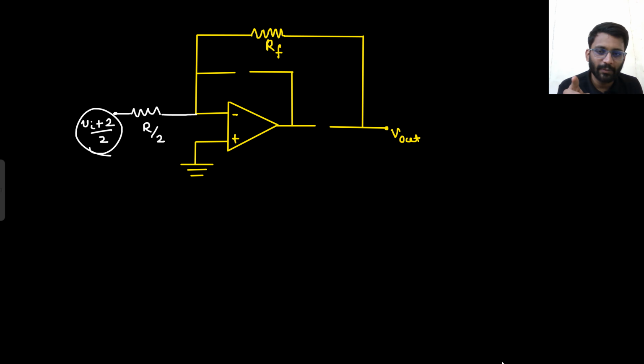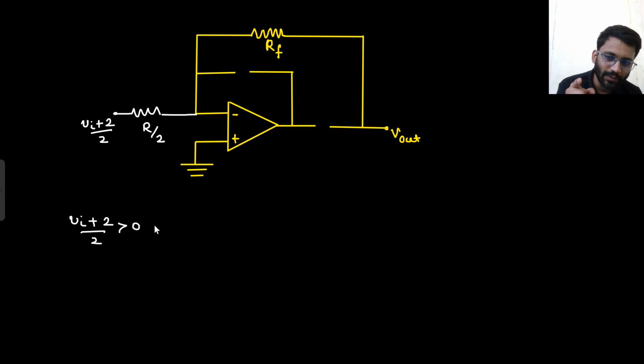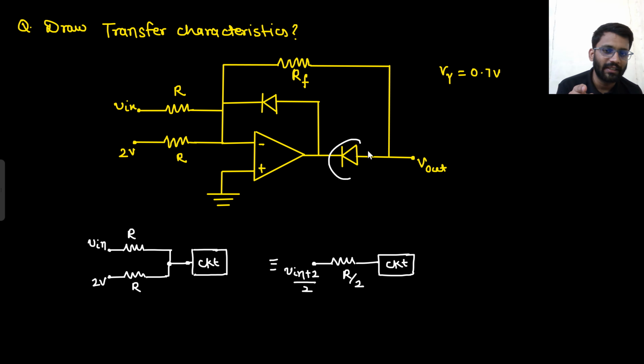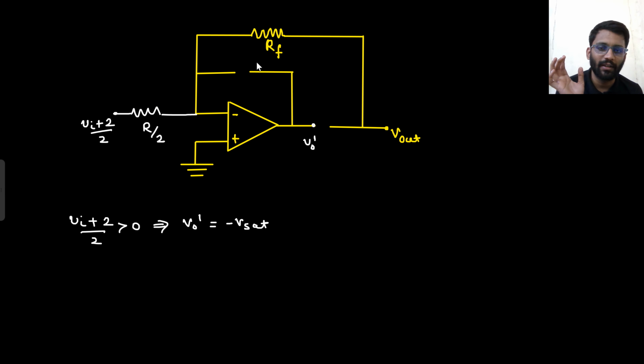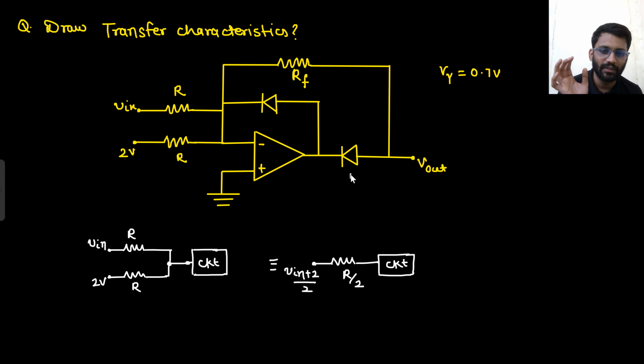If this potential is coming towards the negative terminal, if this potential is greater than 0, if V in plus 2 by 2 is greater than 0, then what will be this node? This node V naught dash will be minus V set. Say yes or no. V naught dash will be minus V set, then this diode will turn on. And if it is plus V set, then this diode will be turning off. So here in the diagram I am showing the polarity. If your V naught dash is minus V set, then this diode is turning on. Let's just call this diode D2 and this diode D1. So D2 turns on.